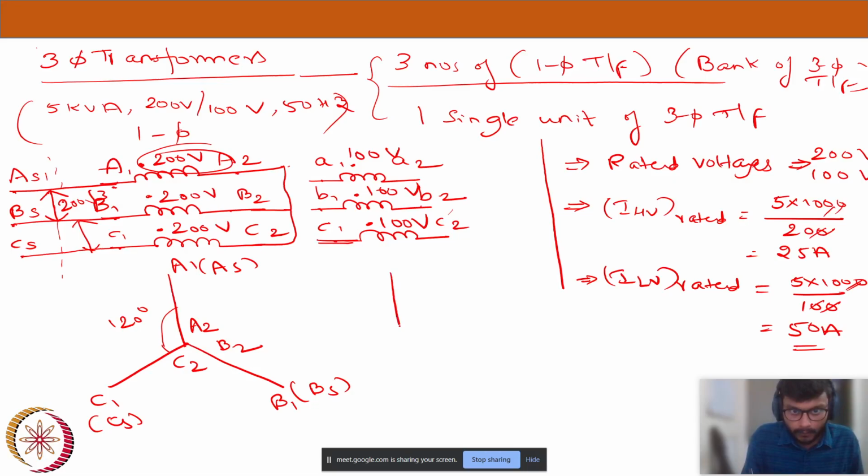Sir, the HV side winding is connected as a star connection? Which connection? A star connection. Yeah, which side?